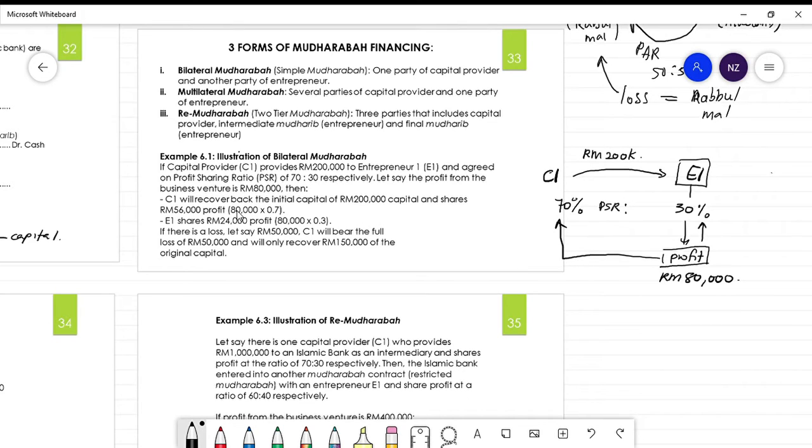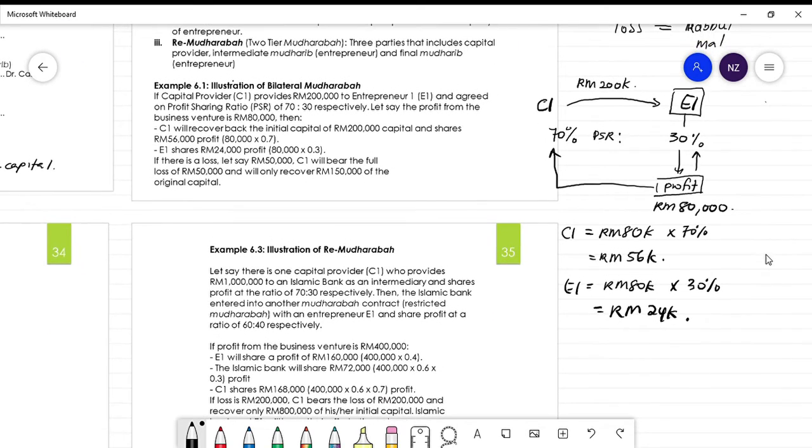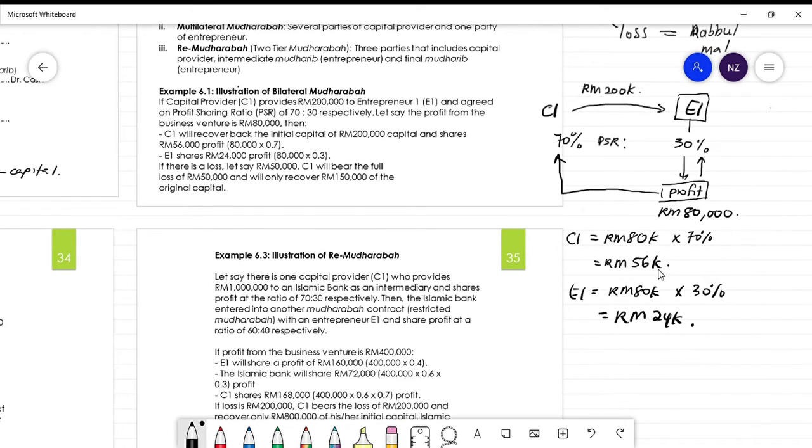So macam mana awak nak kira C1 punya profit, awak darab lah 80k ni awak darab dengan 70%, awak akan dapat RM 56k. Same goes to E1 here, RM 80k, awak darab dengan 30%, awak akan dapat jumlah dia RM 24k. So maksudnya bila the business venture akan dapat profit, so profit ni takkan ditolak dengan amount capital kita, betul tak?